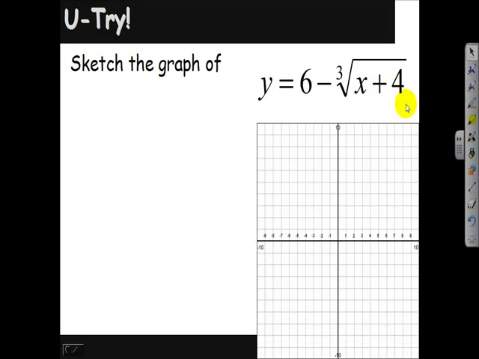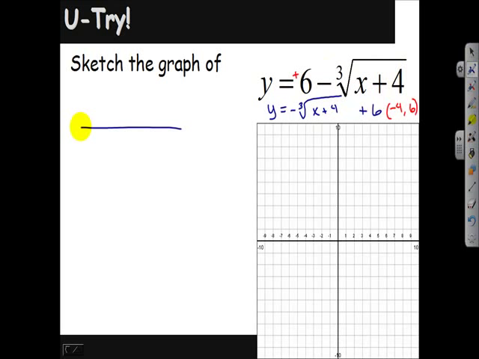Here's another one for you to try. Go ahead and pause the video and give this a shot. If I was doing this, I would rewrite this as y is equal to the negative cube root of x plus 4, and then way out here plus 6, because that's kind of the format I expect. So I know there's a key point at -4, 6. This is a positive 6. You could see it here too, and if you don't want to rewrite, if you just want to realize that's the up and down that we normally see on the end, that's okay too.